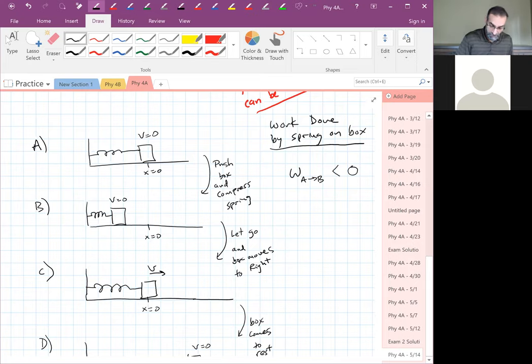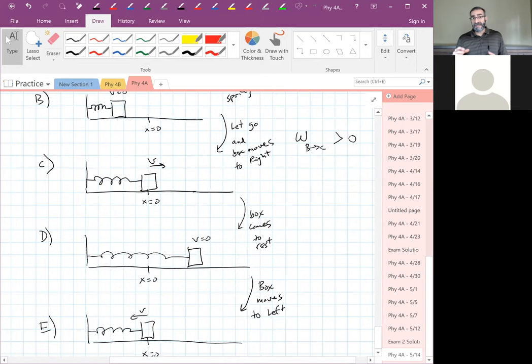Now, going from B to C. Is the spring doing positive work on the box, negative work on the box, or no work on the box? Positive, because the spring is in a compressed state. If a spring is compressed, it's pushing back towards its equilibrium position, and the box is moving toward the equilibrium position, so they're in the same direction, positive work. Okay, now the box has inertia, it keeps going past the equilibrium position of the spring. So now the spring is in a stretched state. So what's the work done for going from C to D?